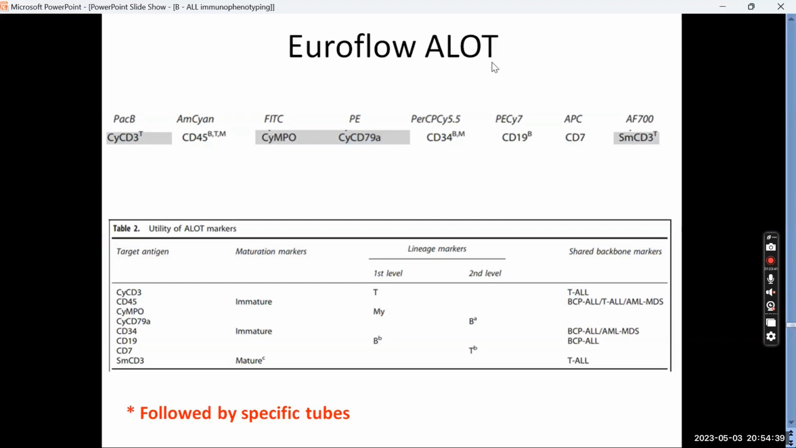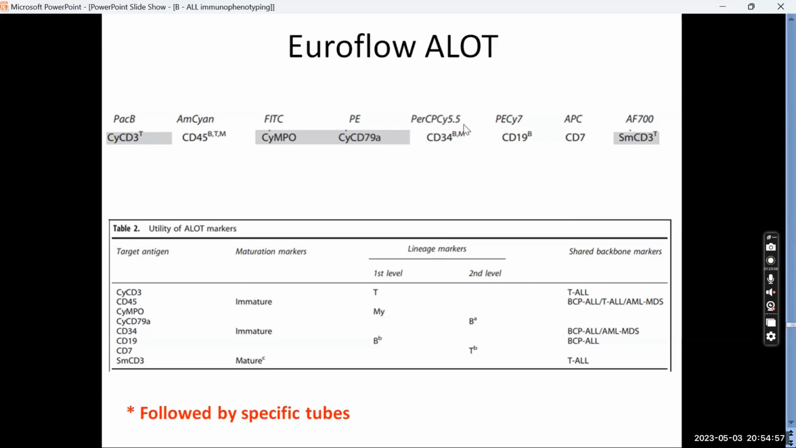Now, this is like an acute leukemia orientation tube. It's a very simple tube which tells you what leukemia we are dealing with, which I'm not a big fan of. I don't use this because it's like a two or three time job. Once you want to do it, you do all the markers.